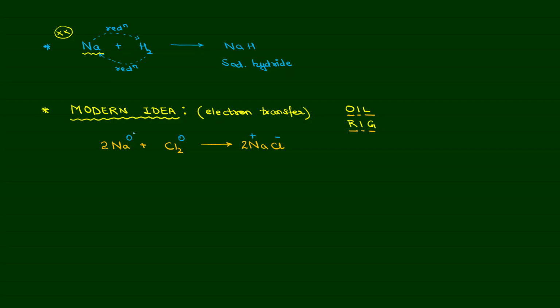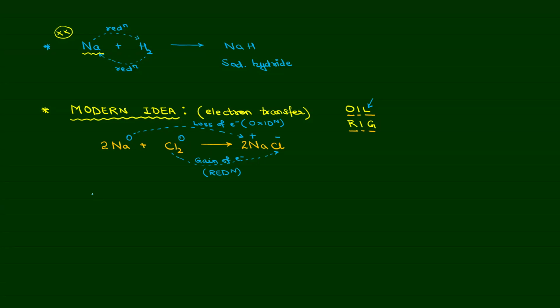Now just observe, sodium from 0 is changing to a cation. And how does a cation form? By loss of electrons. Do you all agree? And chlorine is changing from 0 to -1. It's forming an anion, so there will be gain of electrons. Right? So now, through the OIL RIG definition, we can understand that sodium is undergoing oxidation, and chlorine is undergoing reduction.